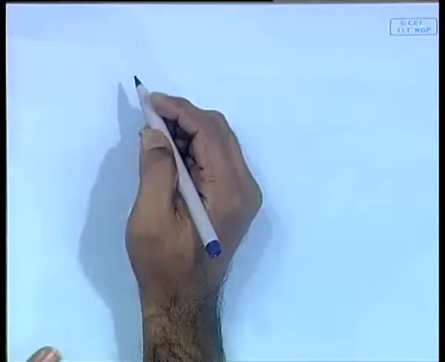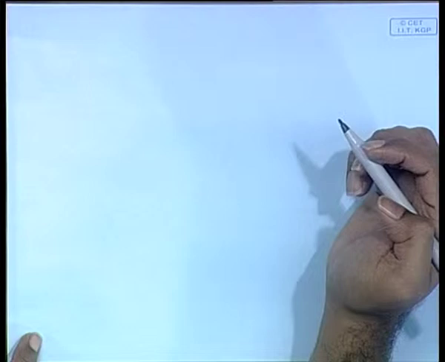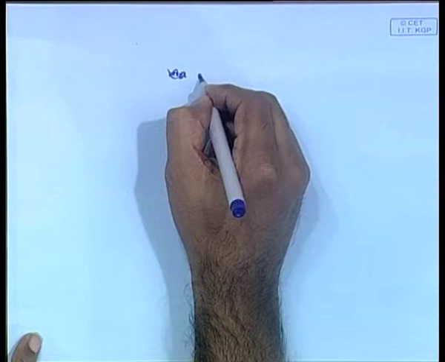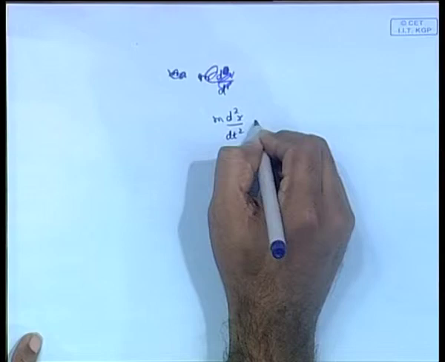Okay, then all right, then we go into a little bit about equations of motion. So it's like this. First of all, we write the equation of motion: m into dv by dt, I will write it in this way, m into d square x by dt square is equal to net force. This is the first Newton's law of motion.